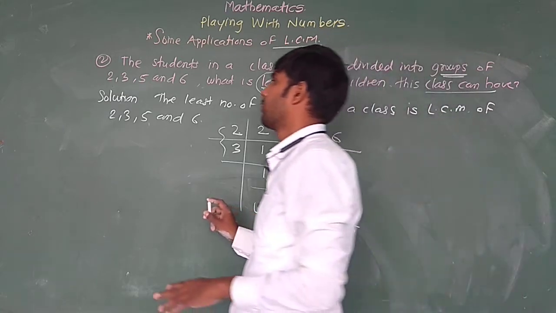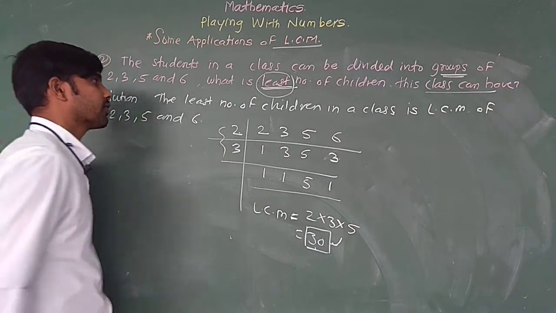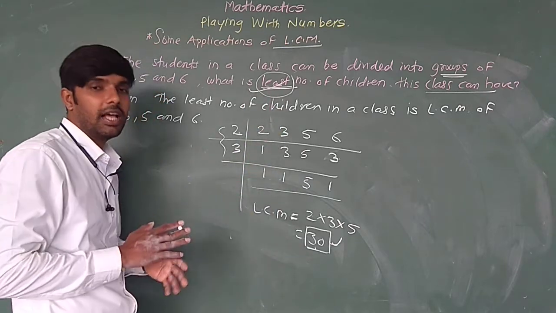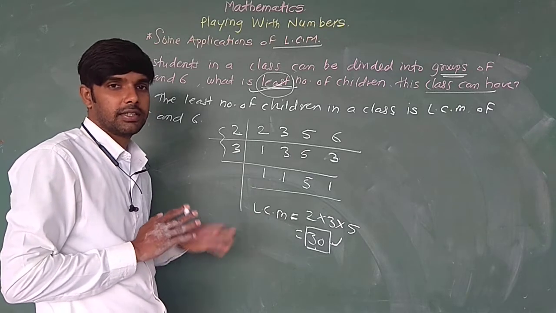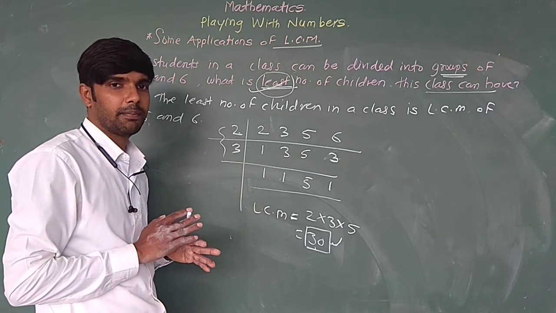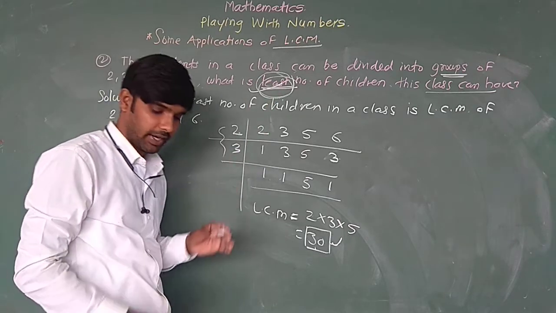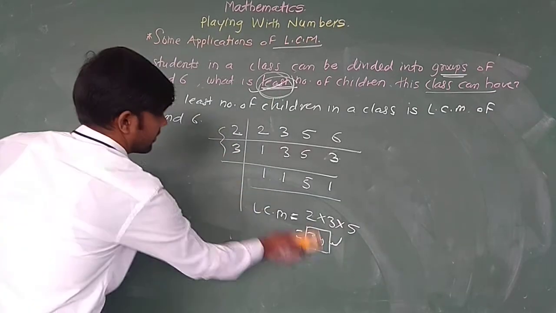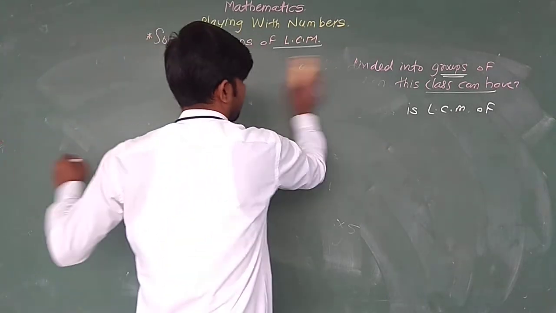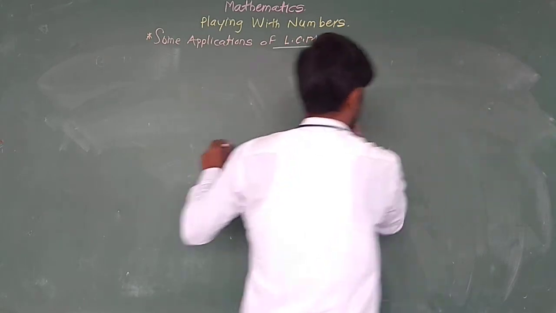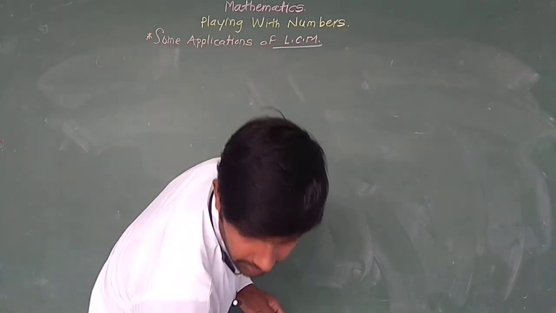We can group these students in groups of 2, 3, 5 and 6. So look here, least means smallest, lowest: you have to find out the LCM of the given numbers. It's very simple. You just have to find the LCM and get the answer. Okay, so this is the solution of the second question.